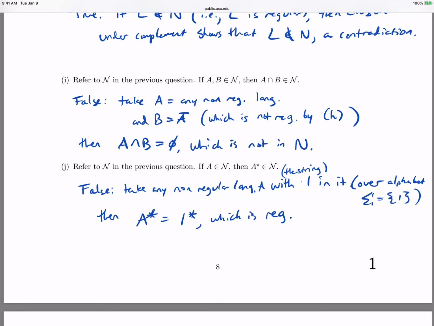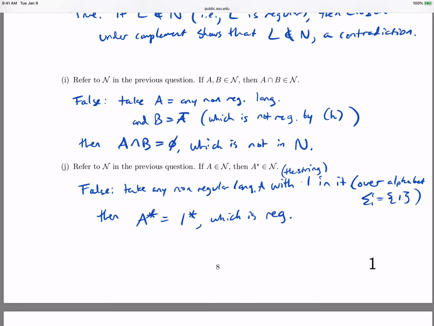If you have a non-regular language like primes or perfect squares over an alphabet like 1 or 0, doesn't matter, and it contains the string 0 or 1 in it, the single length string, then with star, you can make any length string you want by just picking that single length string as many times as you want. So you can get the set 1 star from that, which is regular. Okay, so I admit these two are a little difficult, but it's to get you to think about using these operations in a different context.